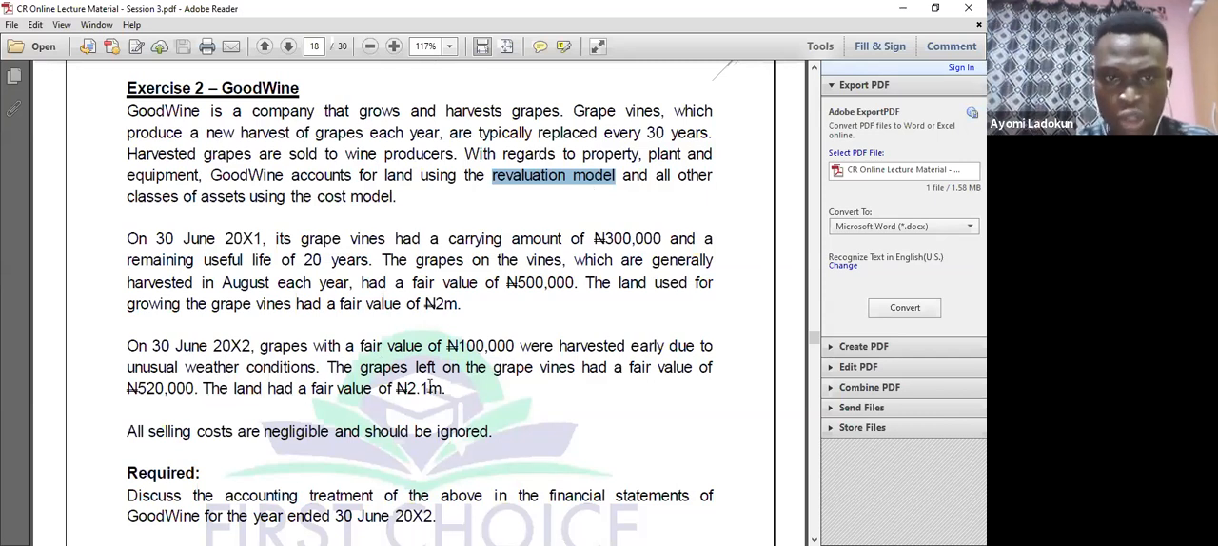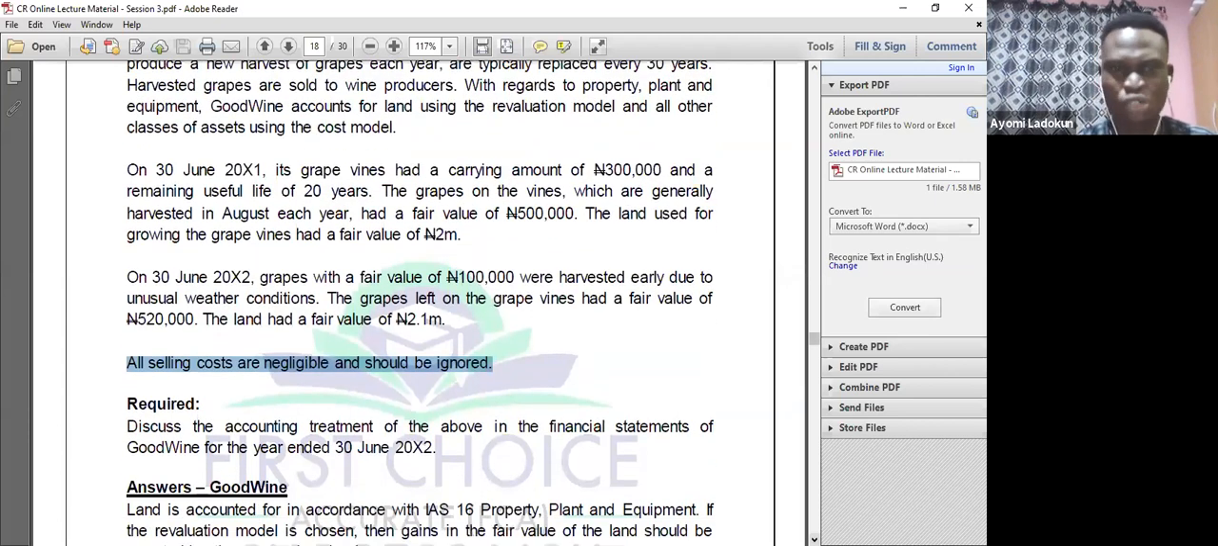Okay. So what happened to this one? The 1.1 million will be recorded immediately. Okay. Now all selling costs are negligible and should be ignored. What does that mean? Costs to sell are negligible. Now, the examiner says, okay, I've analyzed the question. So that's how you do it.